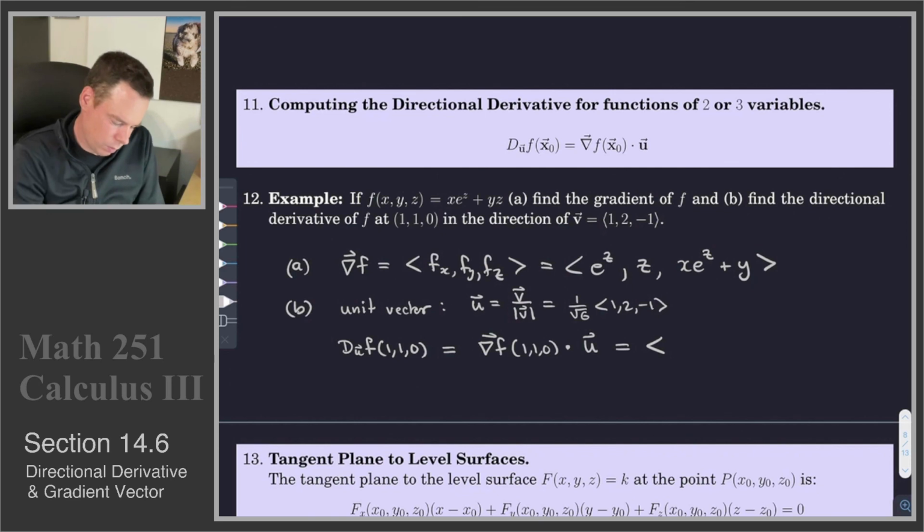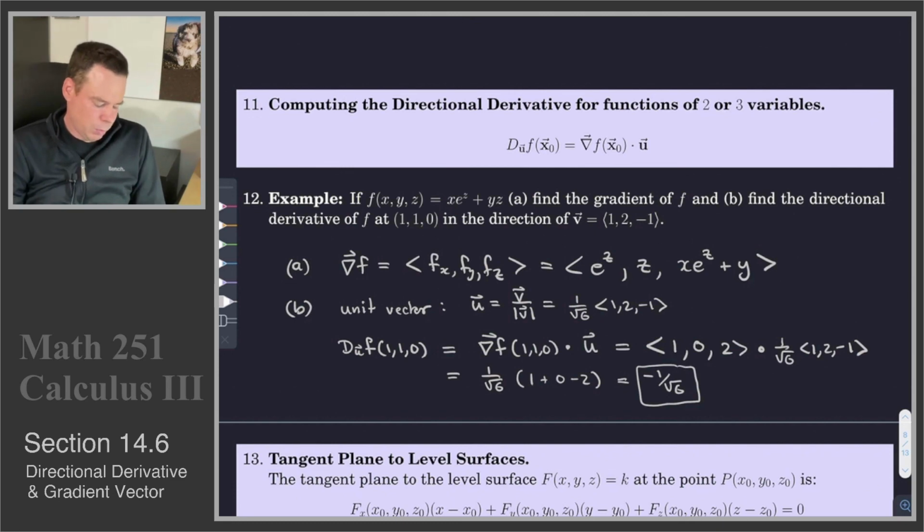What's our gradient at 1, 1, 0? So that would be e to the 0, which is 1, then 0, and 1 times e to the 0, which is 1, plus y, which is 1, so that would be 2. So that's our gradient, and this is dotted with the vector u. And so this becomes 1 over root 6, and then we've got 1 plus 0 minus 2, or negative 1 over root 6.